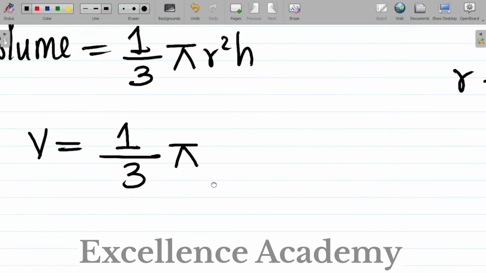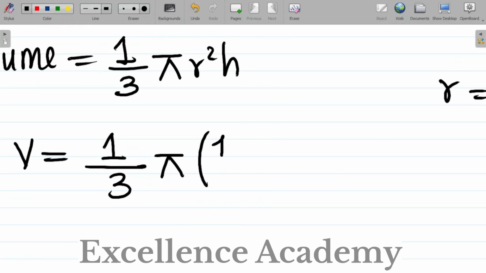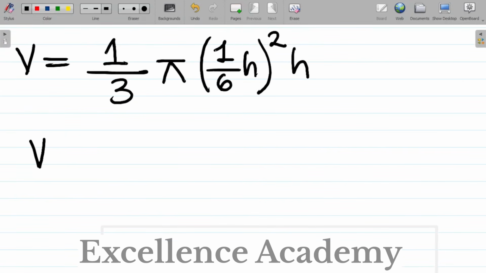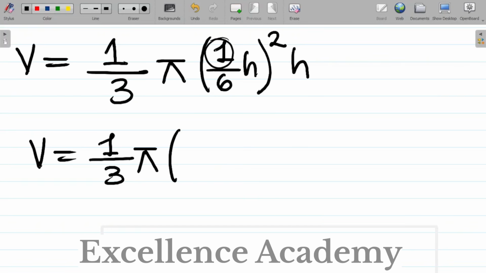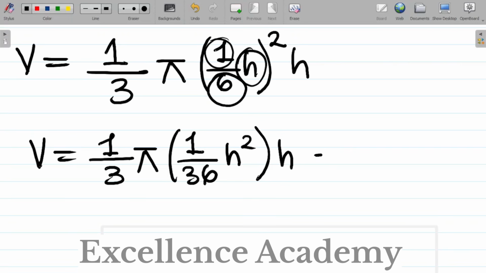Let's bring in that value here. Pi into radius, that's 1 over 6 height. The radius is being squared, as you can see here. So radius squared becomes this squared times h. From here, v will be equal to 1 all over 3 pi into 1 squared. So square each of the terms here. 1 squared is 1. So I have 1 all over 6 squared is 36, and then h squared is h squared. This times h. Let's expand this.